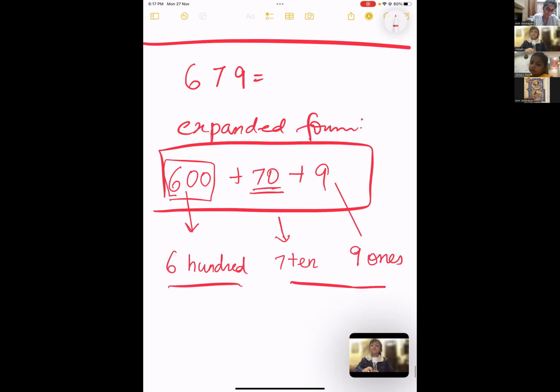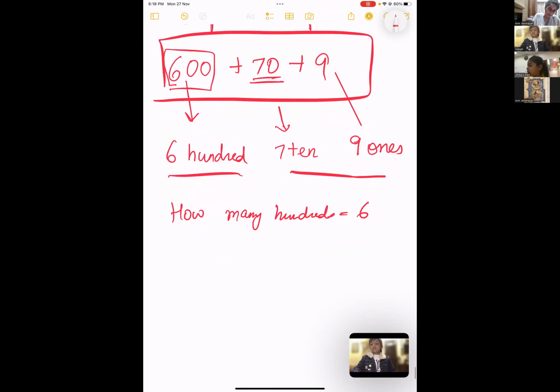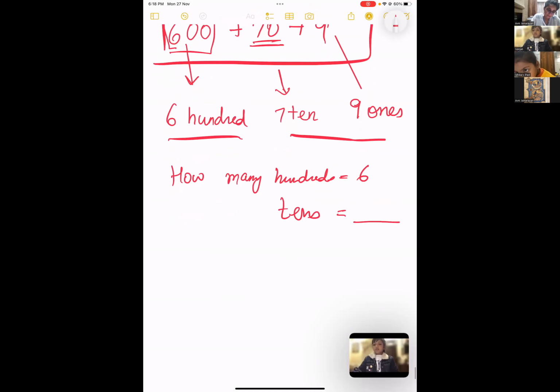So in this number, if I ask you how many hundreds are there, you will give me the answer as 6. How many tens are there right now? There are 7. So you will say 7. But 7 is at the tens position. What is the place value of 7, I'm asking? Then you will say, yes, 7. Which number is at the tens place? There is a difference in the question.